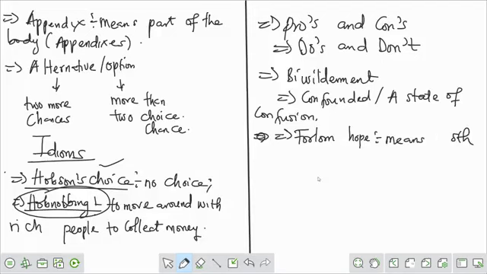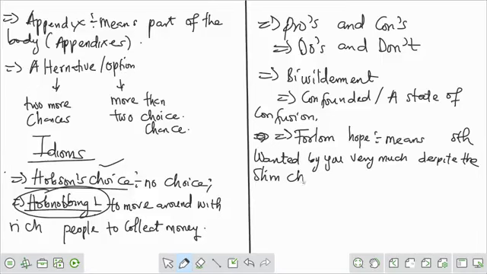something wanted by you very much, despite the slim chance. Something you want, despite the what? The slim chance. So that's just it.